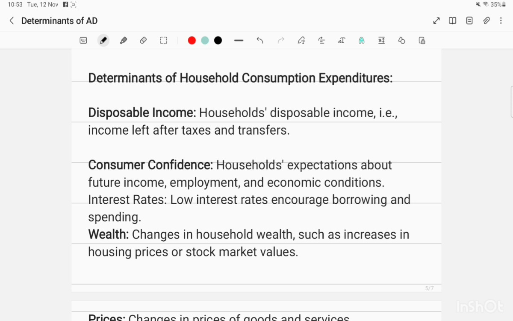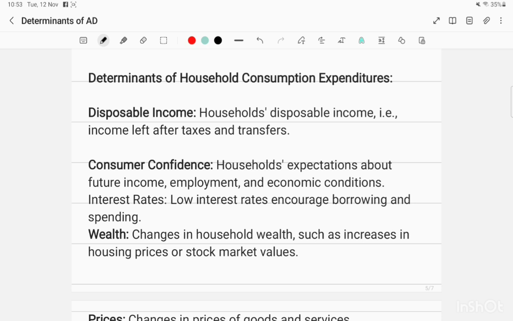Consumer confidence: household expectations about future income and employment. If people think their income will increase in the future, they will also be able to increase consumption, and economic conditions, if they are going to be favorable. Interest rates can be one of the determinants of consumption. At a low rate of interest, people will borrow more and be able to consume more out of borrowed income, so the consumption line will again shift.